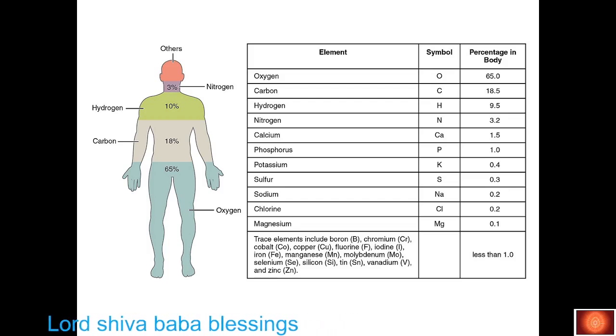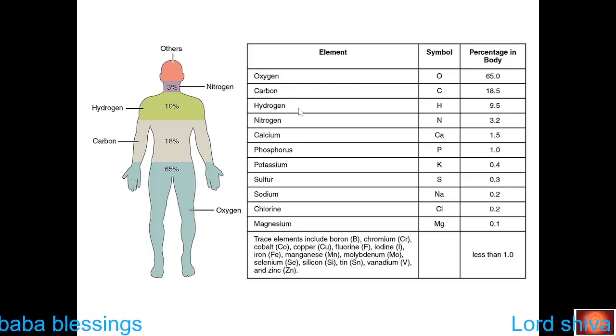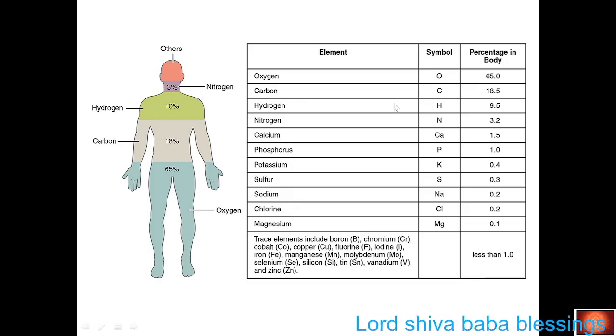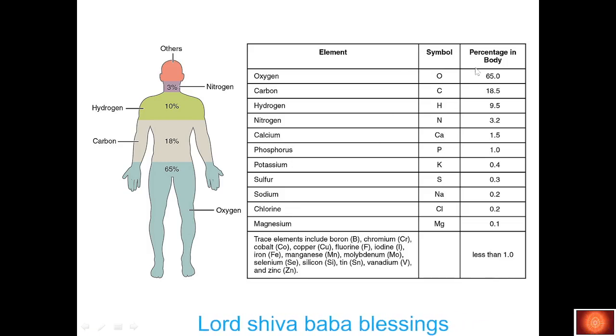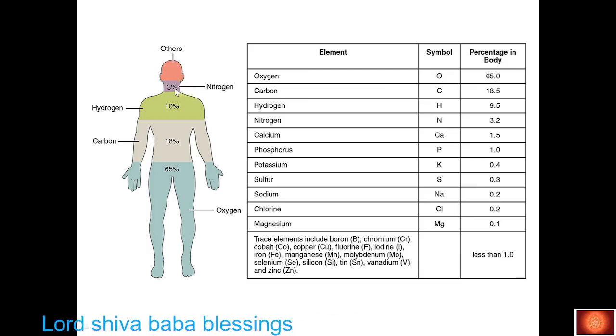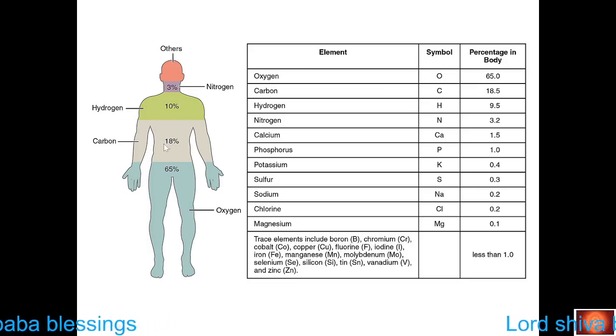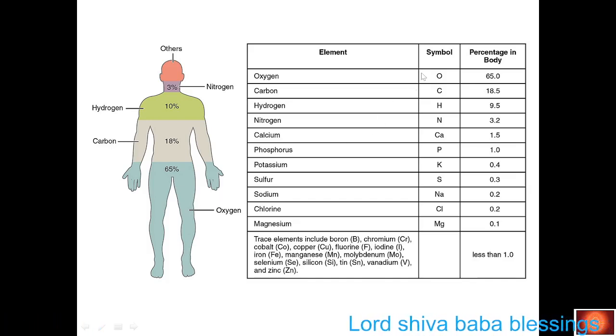Look over here. Our body is made up of different elements like oxygen, carbon, hydrogen, nitrogen, calcium and different other elements. The symbols for these elements are given over here and their percentage is given over here. Our body is made up of 3% of nitrogen, 10% of hydrogen, 18% of carbon and the remaining 65% of oxygen.